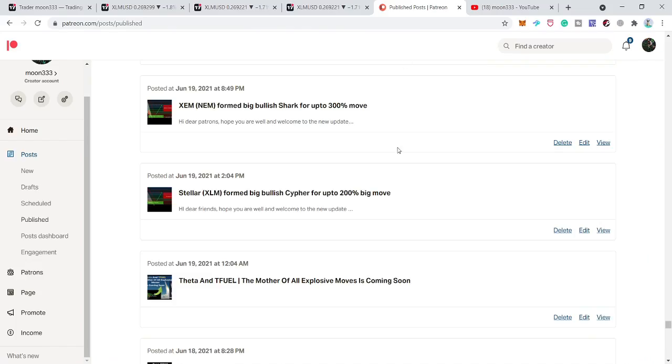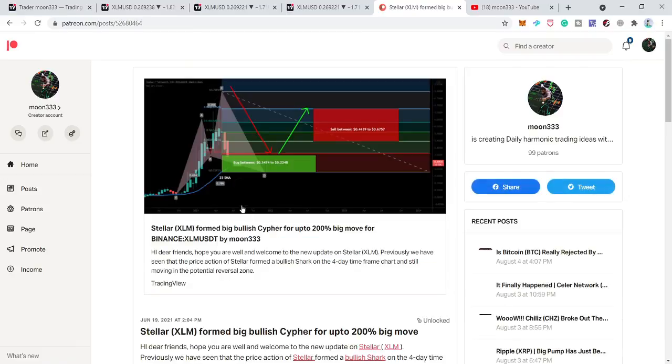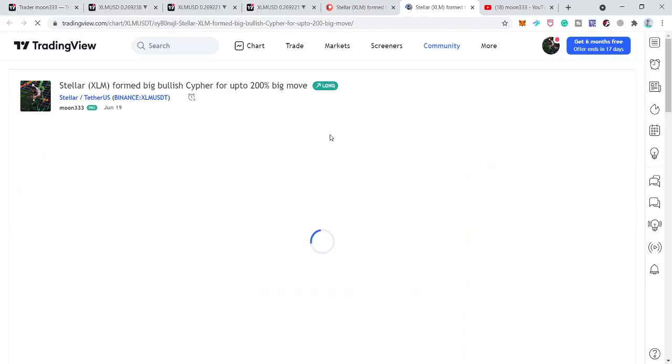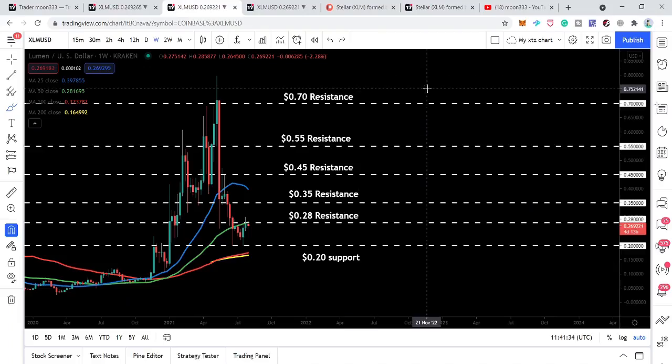Now let me recall this pattern. That is a very big bullish cipher pattern that has been formed on the weekly time frame. I shared this pattern on the Patreon and then with you as well, and let me share the targets for this bullish cipher pattern with you. The sell targets, according to the Fibonacci retracement, the Fibonacci sequence of this cipher, are from 44.39 cents and go to 67.57 cents. However, I'm expecting that after such a big bullish reversal from such a huge pattern, the price action can even break out this 70 cents resistance level as well.